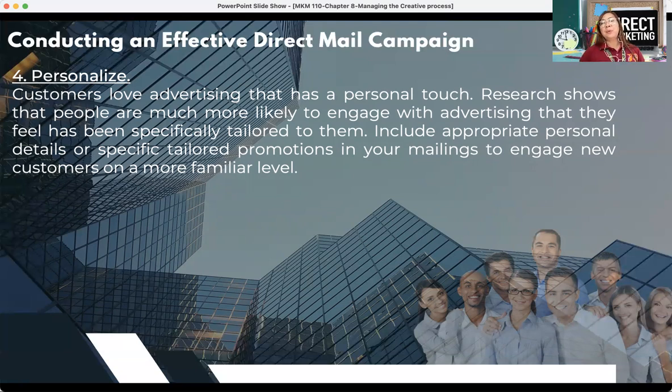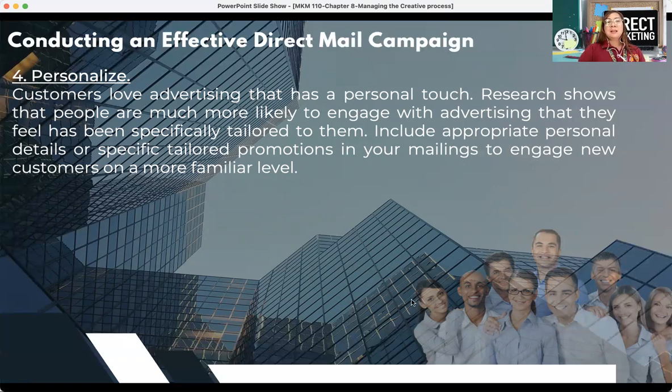So include appropriate personal details or specific tailored promotions in your mailings to engage new customers on a more familiar level. So when you send a catalog or insert, it would be more appropriate if you can understand and know how your customer feels, so they feel like, this is me, I need this.